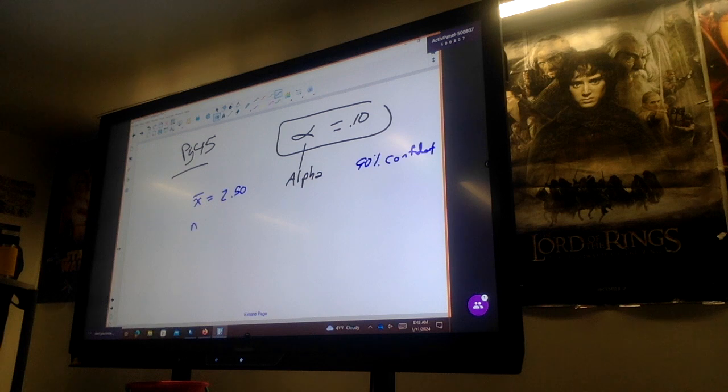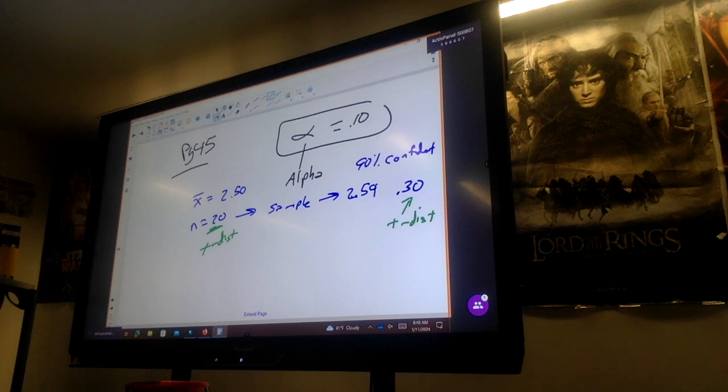They do a random sample of 20 gas stations, and our sample showed 2.54, and the standard deviation was 0.30. All right. So first off, this is going to be a t-distribution because there's only 20. We have the sample standard deviation as well. That also points to a t-distribution. So you have 2 things here that explain why we would use the t-distribution.